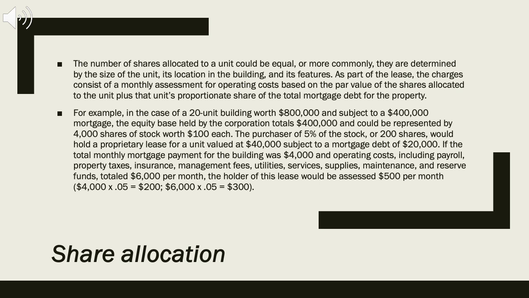If the total monthly mortgage payment for the building was $4,000, and operating costs, including payroll, property taxes, insurance, management fees, utilities, services, supplies, maintenance, and reserve funds, totaled $6,000 per month, the holder of this lease would be assessed $500 per month. $4,000 times 0.05 equals $200. $6,000 times 0.05 equals $300.